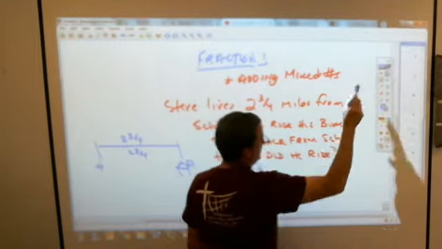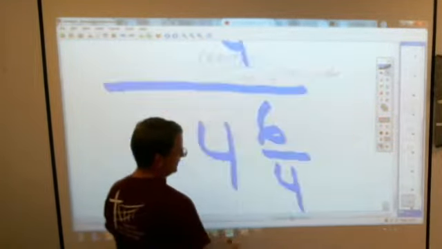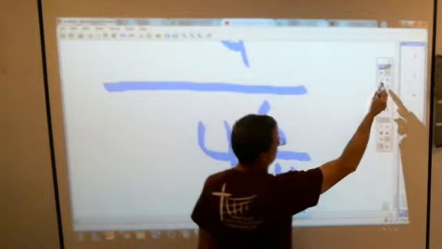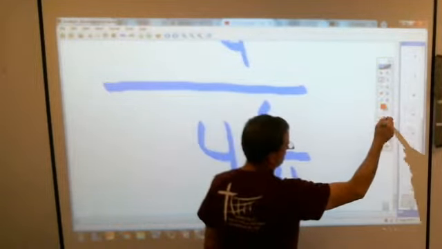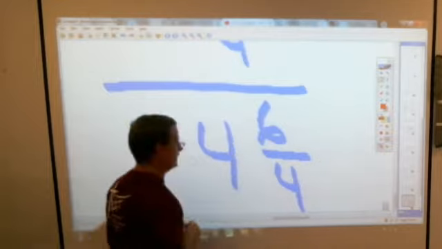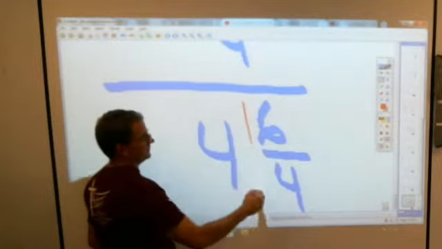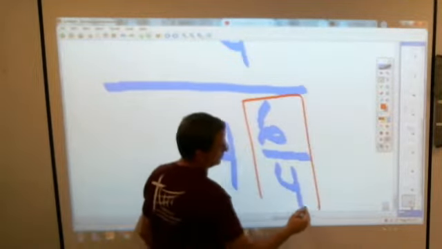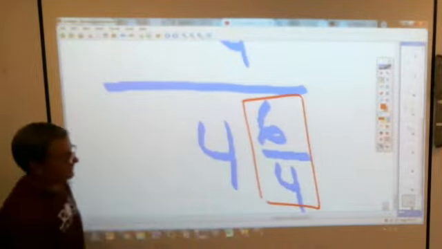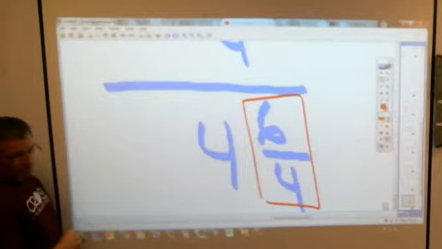Now, the only problem with that is I can't leave that as my answer, because remember the last step when we add fractions is to simplify. And never would you tell somebody that you have 4 6/4 in anything. Why? Because this is improper and we need to fix it. That was what we did, I think, a couple days ago.